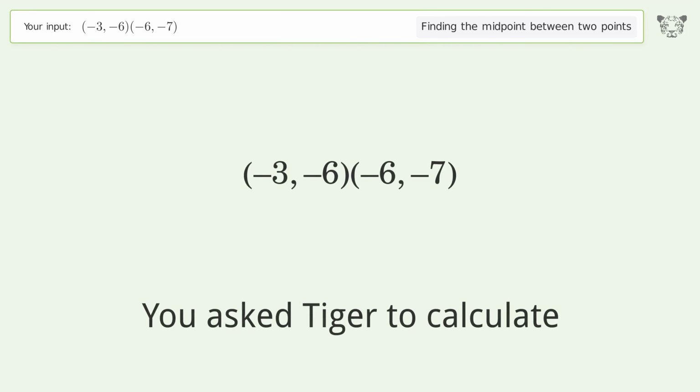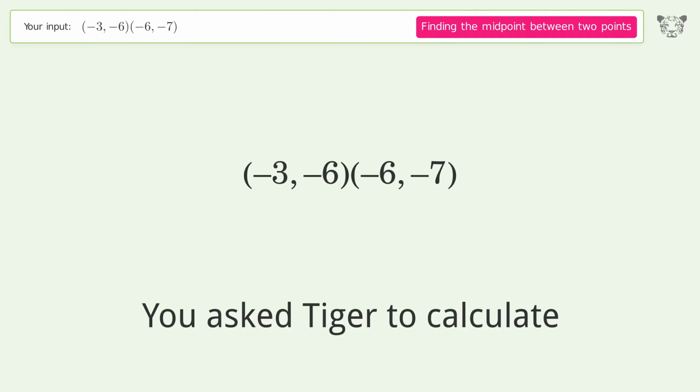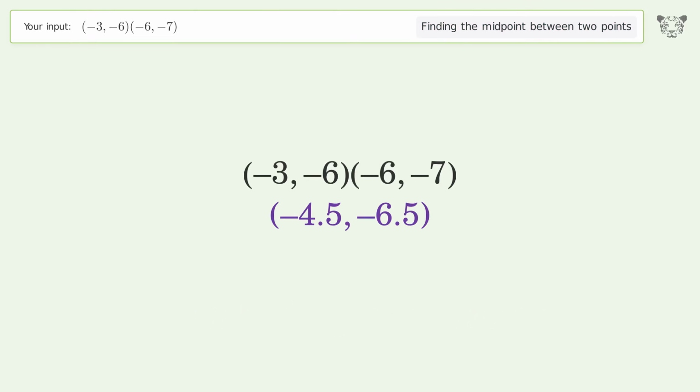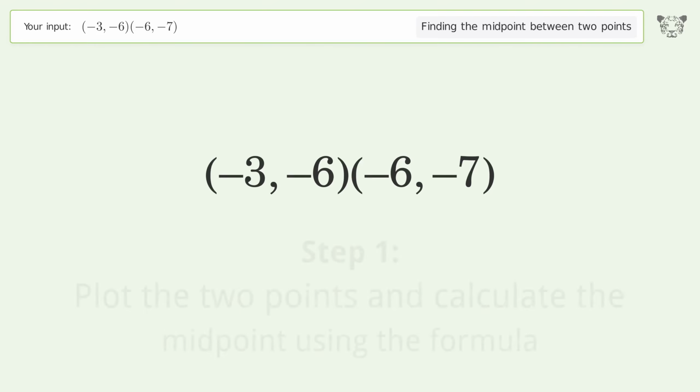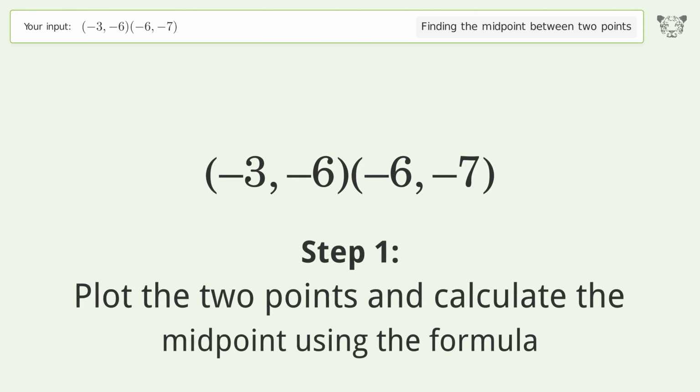You ask Tiger to calculate. This deals with finding the midpoint between 2 points. The midpoint between the 2 points is -4.5, -6.5. Let's solve it step by step. Plot the 2 points and calculate the midpoint using the formula.